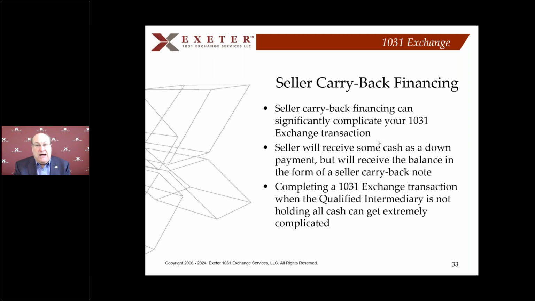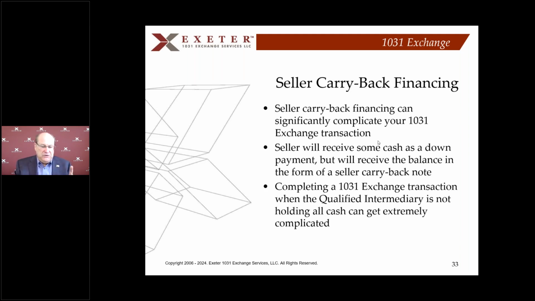Today, we're getting lots and lots of questions about seller carryback financing. The questions are, I'm selling property, buyers can't afford 7%, 8% interest rates, so I'm going to do a seller carryback note. I'm going to charge them 3 or 4 or 5% or what have you to make it easier, and that way I can get the price that I want for the property. Great concept. It does help move property. You may have to do that to get your transaction closed, but it complicates your 1031 exchange.